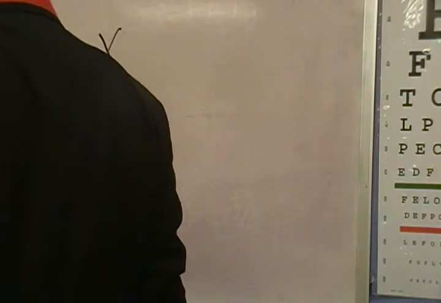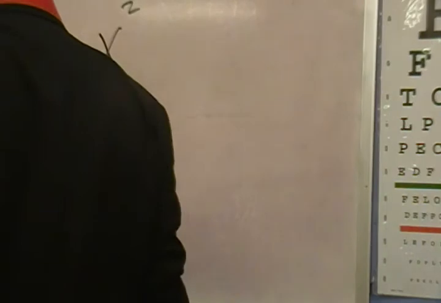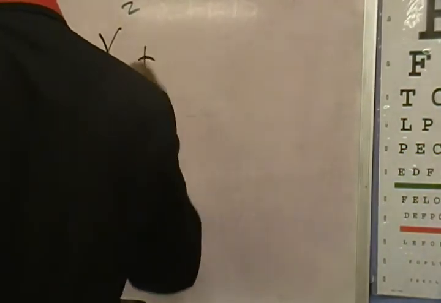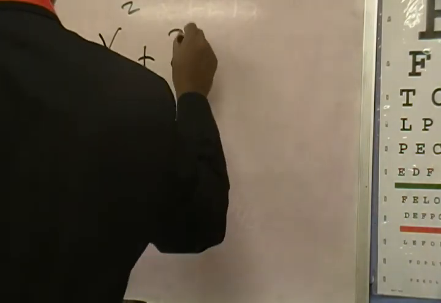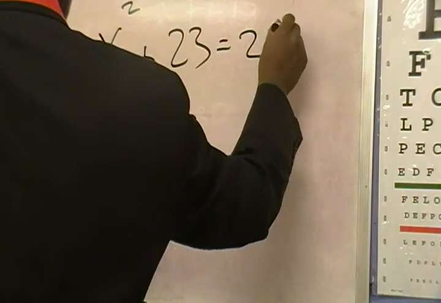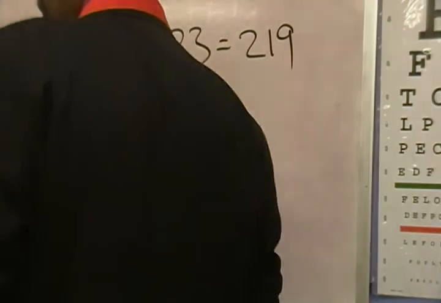It's like that one with the 2 on the top, no? Exactly. A number times itself, go ahead. x squared plus 23 equals 219. Very nice. So now what do we do?